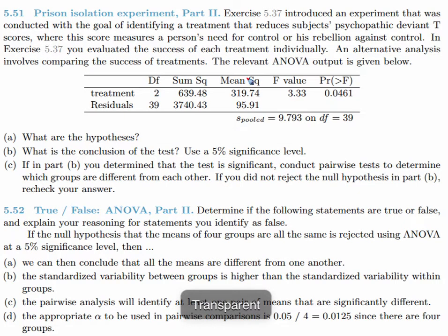Okay, so what are the hypotheses? We've checked our assumptions. What is the conclusion of this test? Use the 5% significance level. Really all we need to do is come up here and take a look at the corresponding p-value in our table. We see that the p-value in this case, although not much less than 5%, nonetheless is less than 5%. So that tells us we would reject the null hypothesis that each of the treatment groups are the same, and that at least one of the treatment groups differs in terms of its ability. Okay, so if in part B you determined that the test is significant, conduct pairwise tests to determine which groups are different from each other.